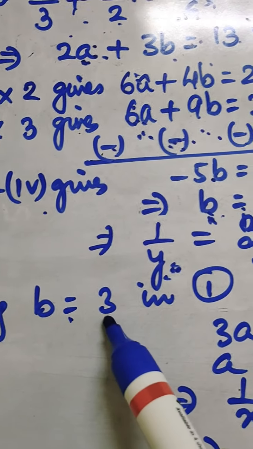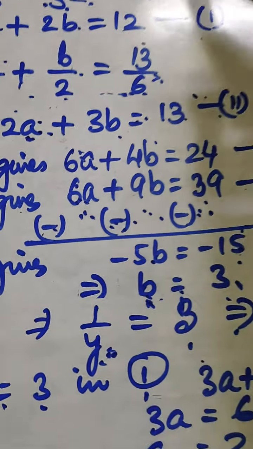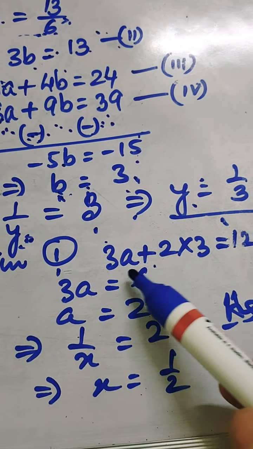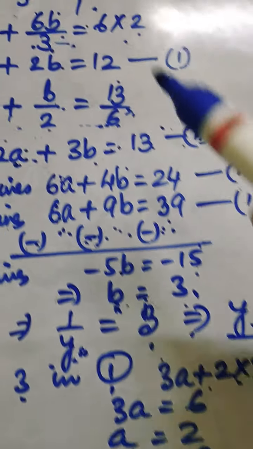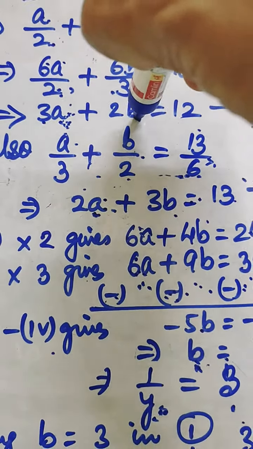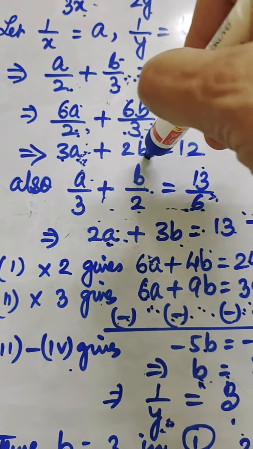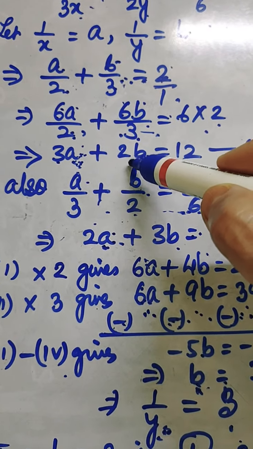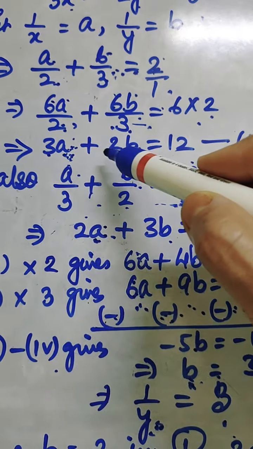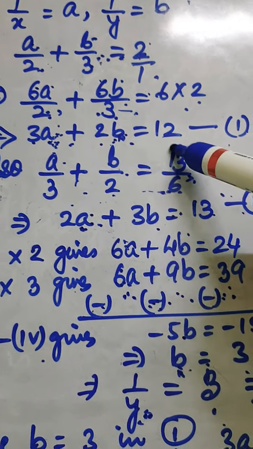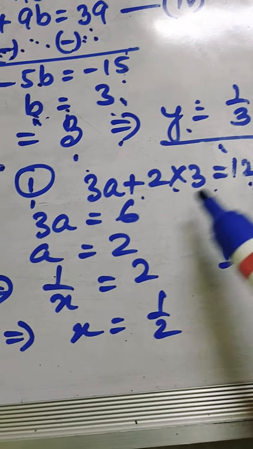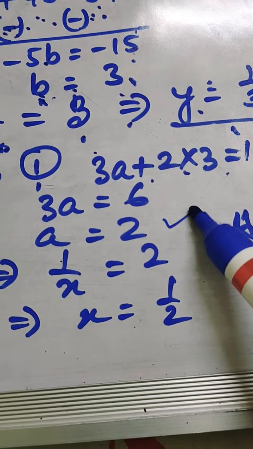Then take the reciprocal, y equal to 1 by 3. And then you put the b value in equation 1. You can put it also in equation 2, it hardly matters. So when you put it in equation 1, what was your equation 1? This one. Now b you got 3. So when you put 3 here, that gives you 3a plus 2 into 3 equal to 12. That gives you a equal to 2.